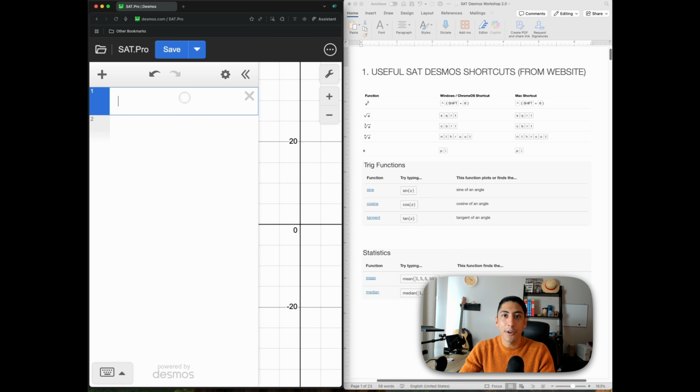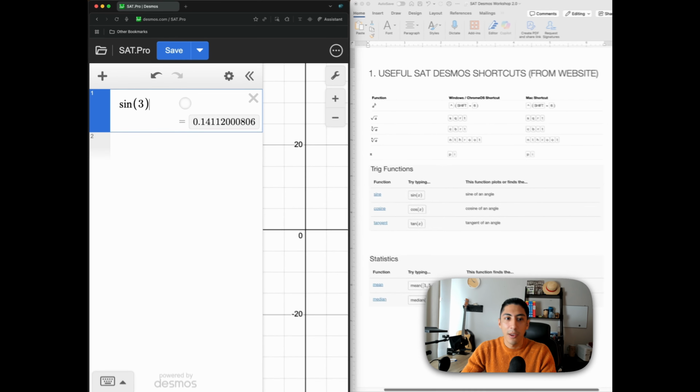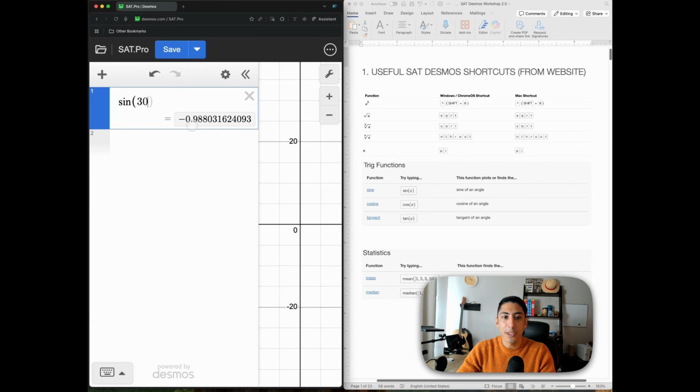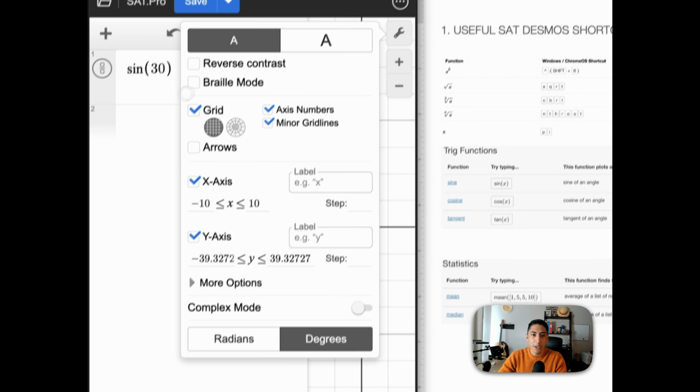So if I want to use my trig functions like sine, cosine, tangent, I'll just need to type it like here. I can put sine x, cosine x, tan x. So for example, if I do sine 30, then I'll see this value here. Now, one thing to note is you can always change your calculator from degrees to radians. So right now, I believe it's in radians. So if I want to change it to degrees, I just press this icon here, the graph settings icon, and then I'm going to press degrees, and now I'm in degree mode.